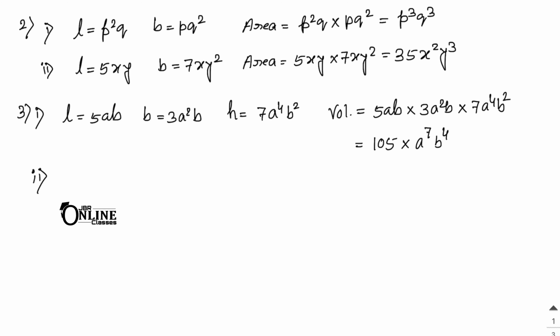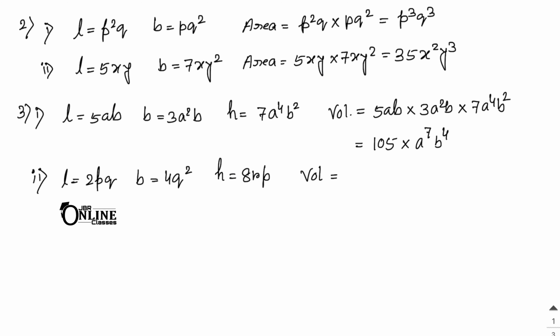Now next one, here length equal to 2ab, breadth, sorry, this one not ab, this one pq. So here length equal to 2pq, breadth equal to 4q square and height equal to 8rp.